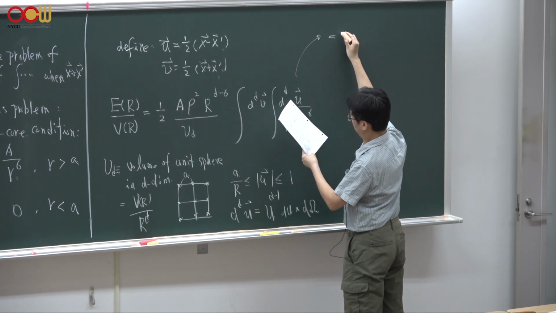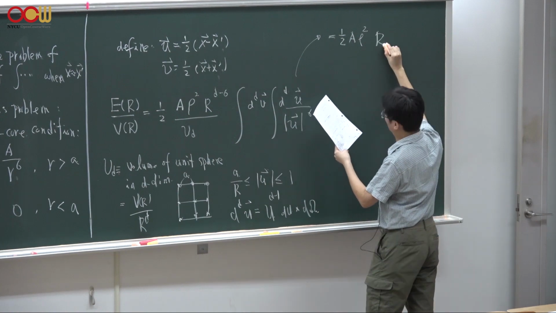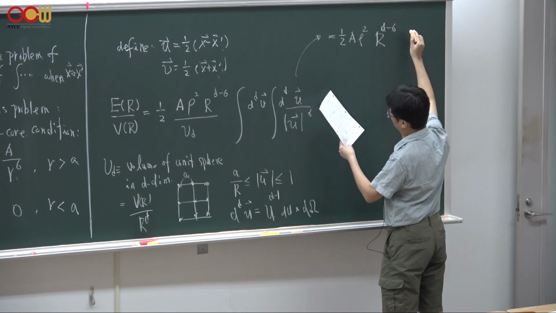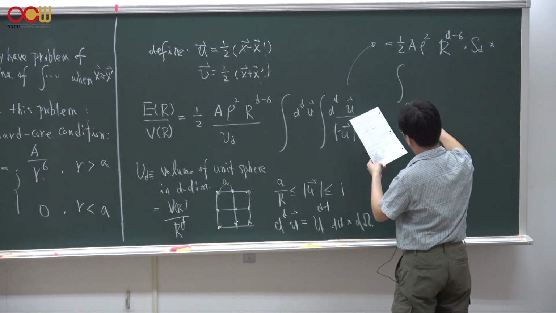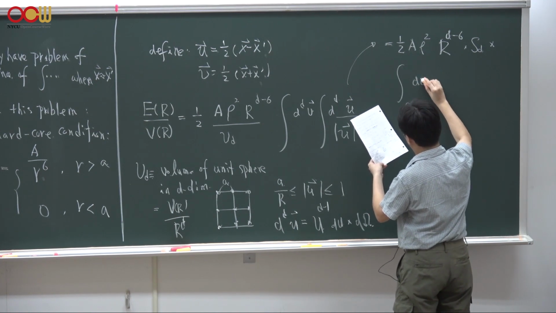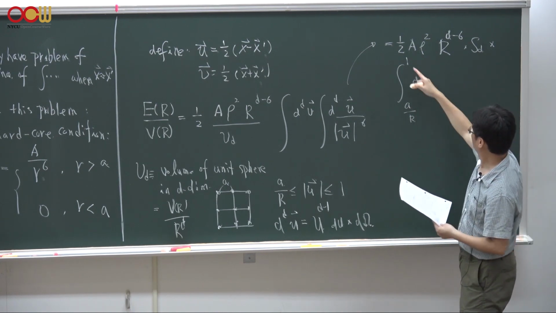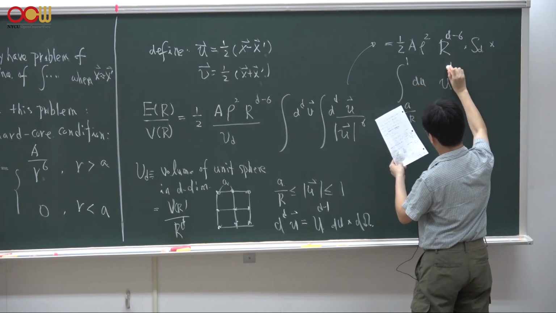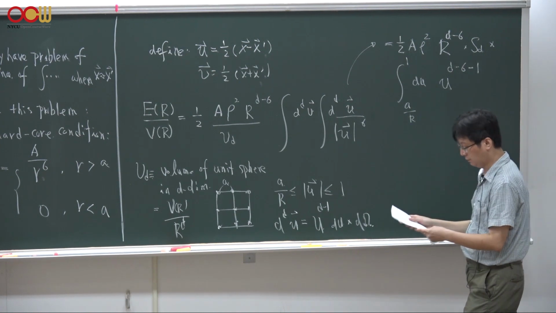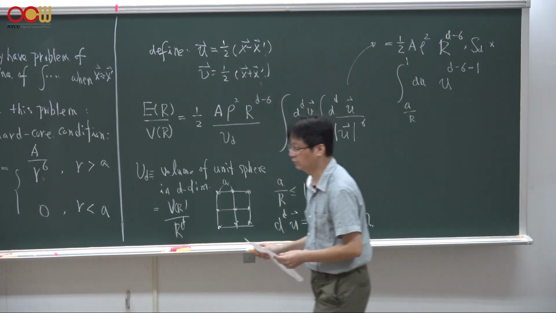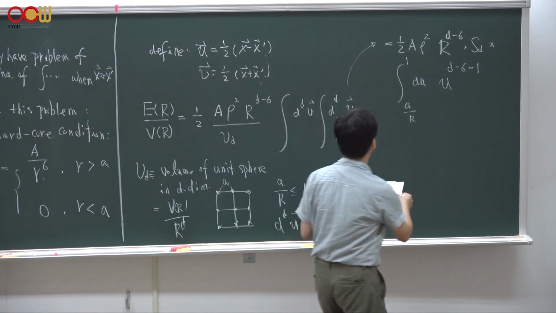So this is given by 1/2 A times rho squared R to the power of d minus sigma times the surface area and times the integral. Now the lower and upper limits of the integration over du range from a over R to 1, and the integrand kernel is u to the power of d minus sigma minus 1. Let me just give you the final answer after integration, so you could do that pretty easily at home.